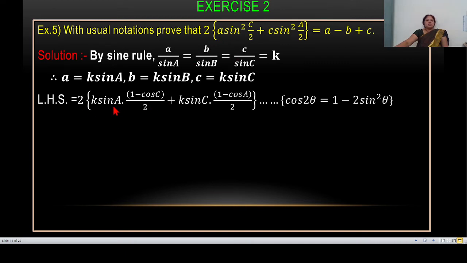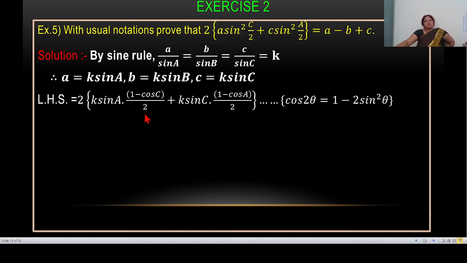LHS of this is 2 into a sin square C upon 2 plus c sin square A upon 2. Put a equal to k sin A and c equal to k sin B. And we know that cos 2 theta equal to 1 minus 2 sin square theta, and therefore sin square theta equal to 1 minus cos 2 theta upon 2, and sin square theta upon 2 is 1 minus cos theta upon 2.